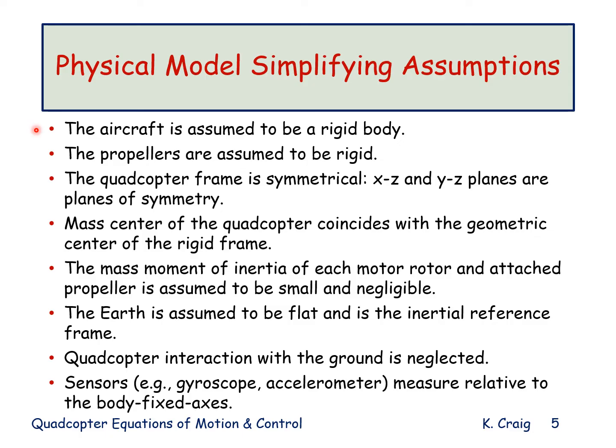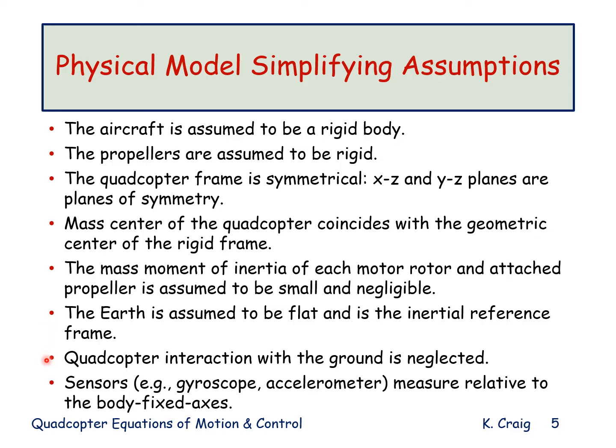The aircraft is assumed to be a rigid body. The propellers are assumed to be rigid. The quadcopter frame is symmetrical. The XZ and YZ planes are planes of symmetry. The mass center of the quadcopter coincides with the geometric center of the rigid frame. The mass moment of inertia of each motor rotor and attached propeller is assumed to be small and negligible. The Earth is assumed to be flat and is the inertial reference frame.